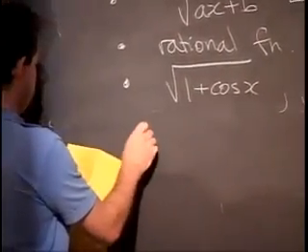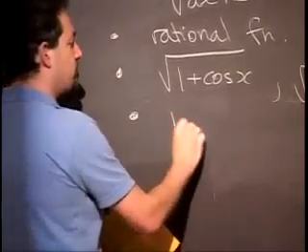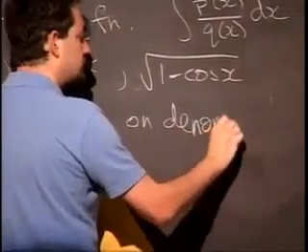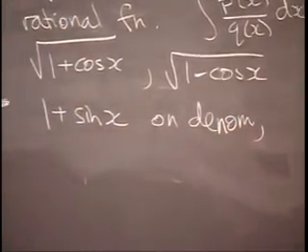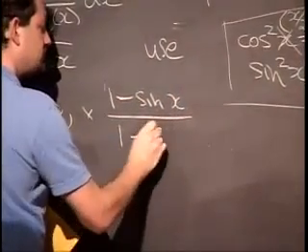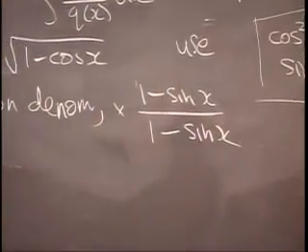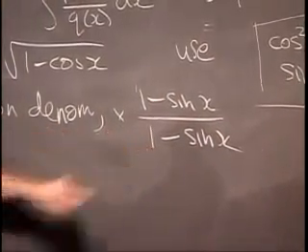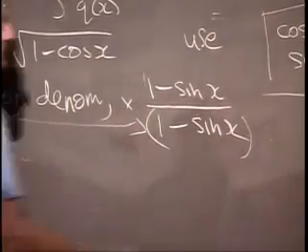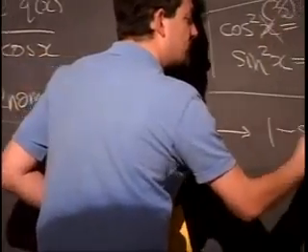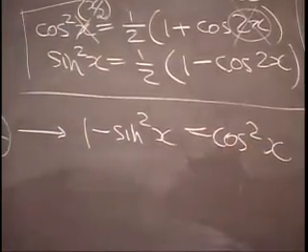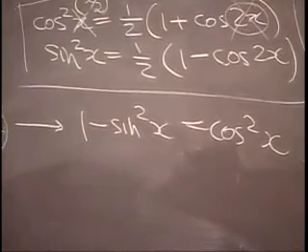On the other hand, if you end up with 1 plus sine x or something on the denominator in an awkward place, multiply and divide by 1 minus sine x. See, if you have 1 plus sine x times 1 minus sine x, these two together become 1 minus sine squared x, which can then be written as cosine squared x. And that could make your denominator a lot easier to deal with. So watch out for that.